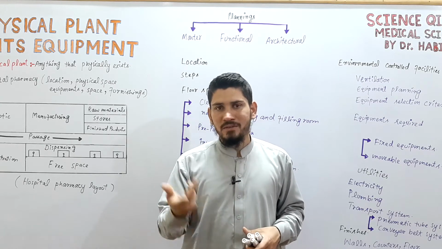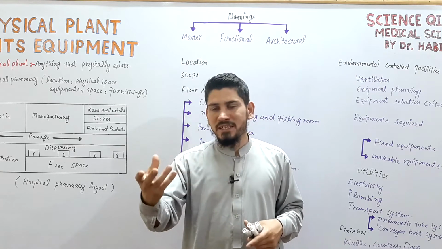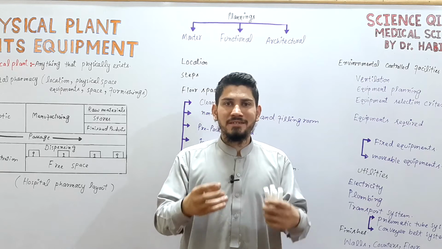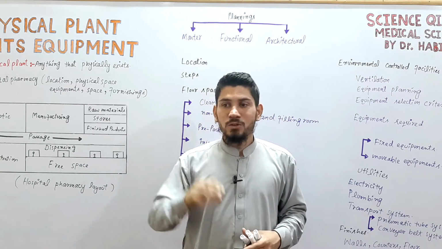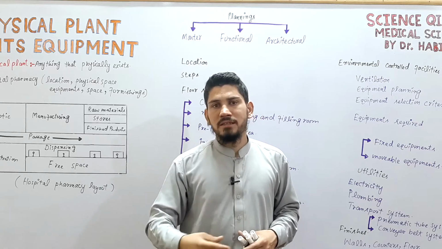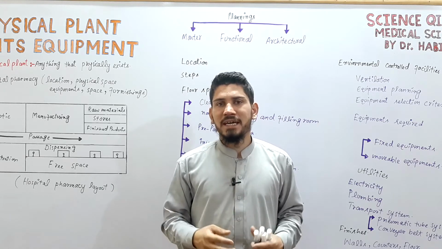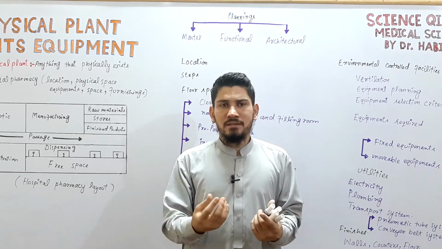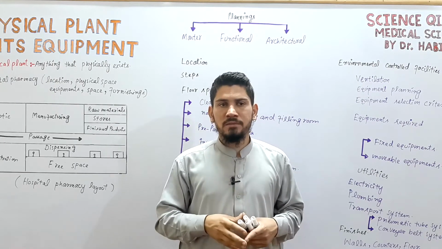Like for packaging, we need area. So for the packaging area we need a space, right? For the injections reconstitution we need another area. So that area also needs floor space. Similarly is the case with filling and mixing and quarantine and labeling and inspection. So different areas, and for different areas we need floor space.